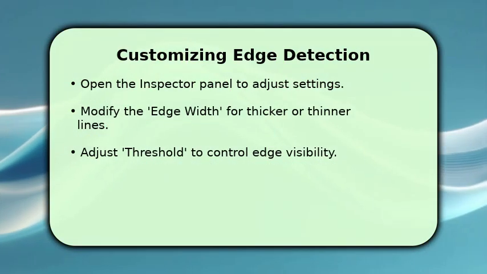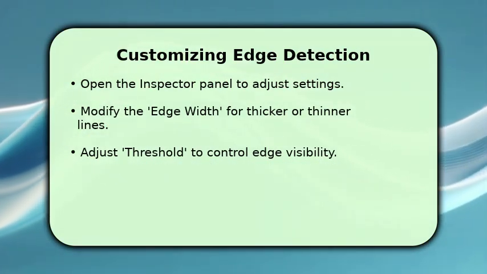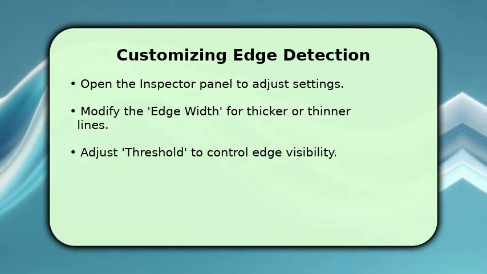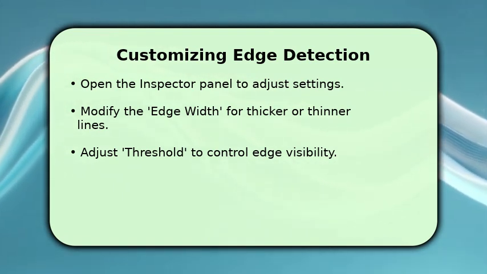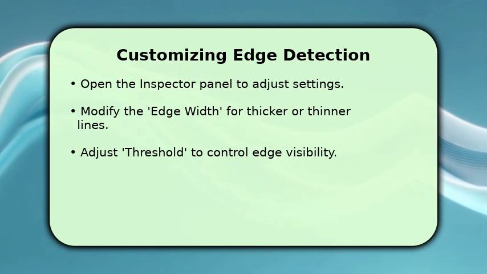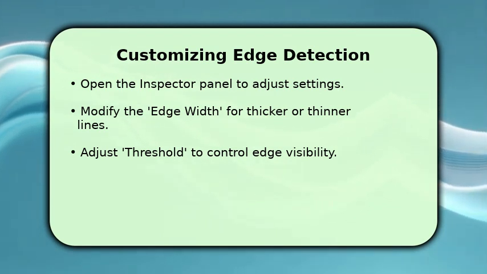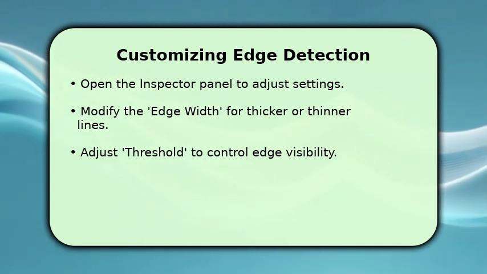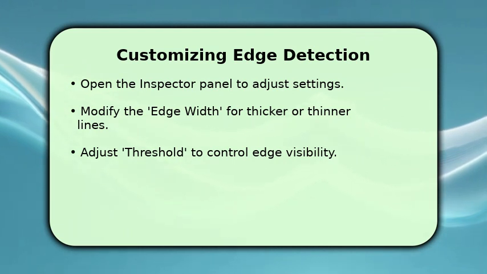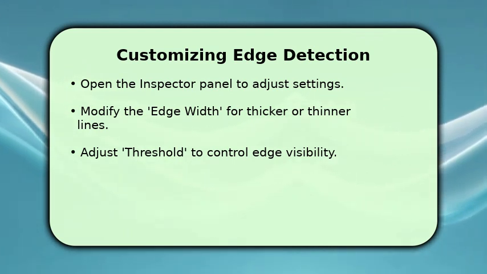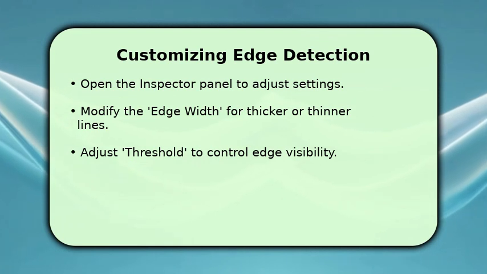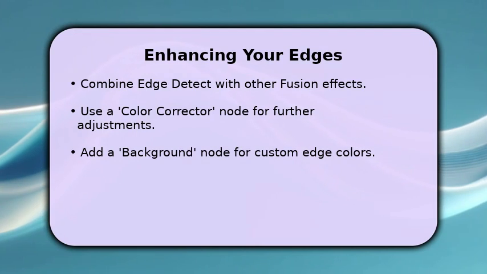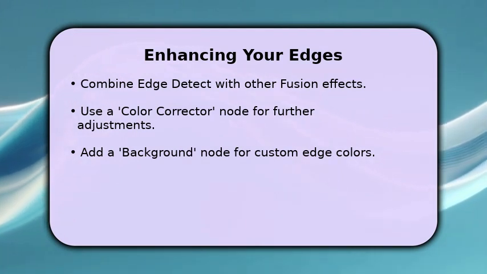With the Edge Detect node selected, head over to the Inspector panel on the right side of your screen. Here, you'll find several parameters to fine-tune the effect. The Edge Width slider lets you control the thickness of the detected lines from very fine to quite bold. Adjust the threshold to determine how prominent the edges appear. You can also change the color of the detected edges to suit your creative vision, offering a wide range of possibilities. To further enhance your edge detection, consider combining it with other Fusion effects.